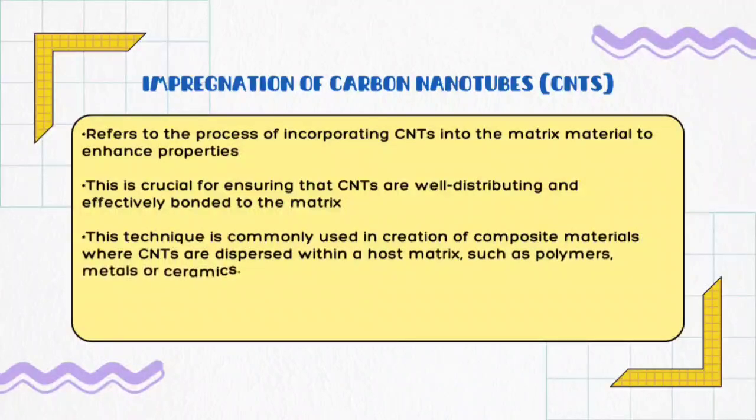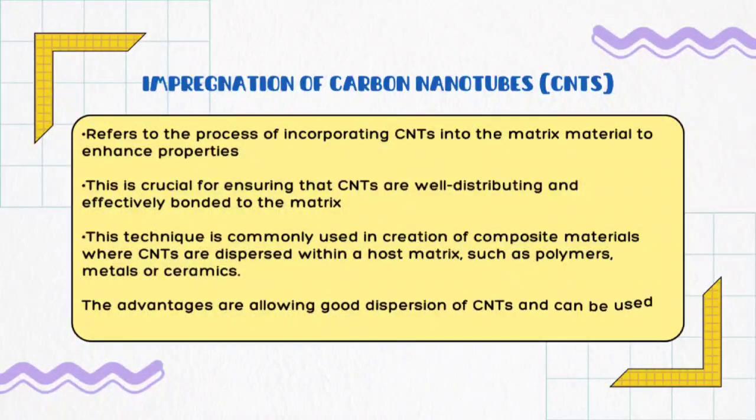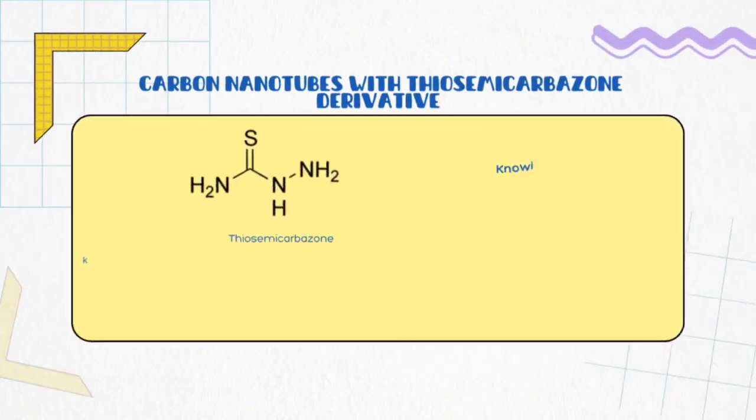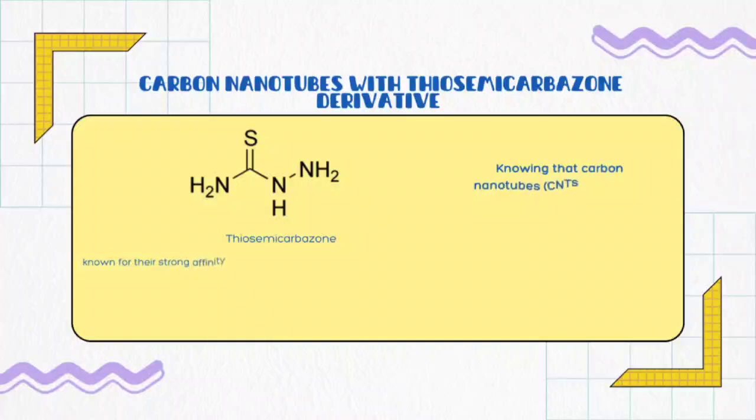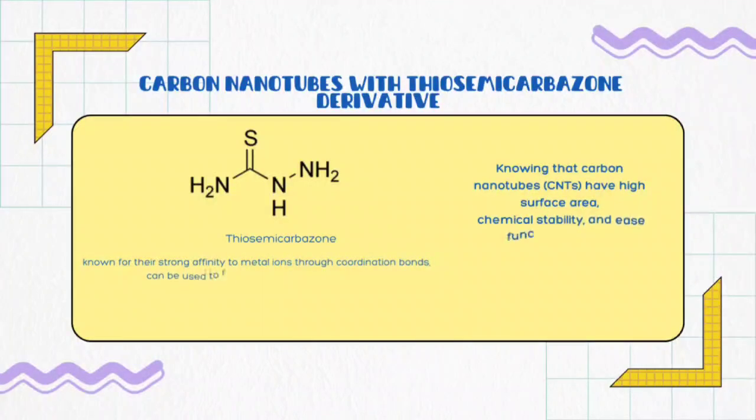This technique is commonly used in creation of composite materials where carbon nanotubes are dispersed within a host matrix such as polymers, metals, or ceramics. The advantages are allowing good dispersion of carbon nanotubes and can be used with a variety of matrix materials. Thus, in this study, carbon nanotubes were impregnated with thiosemicarbazone derivative.